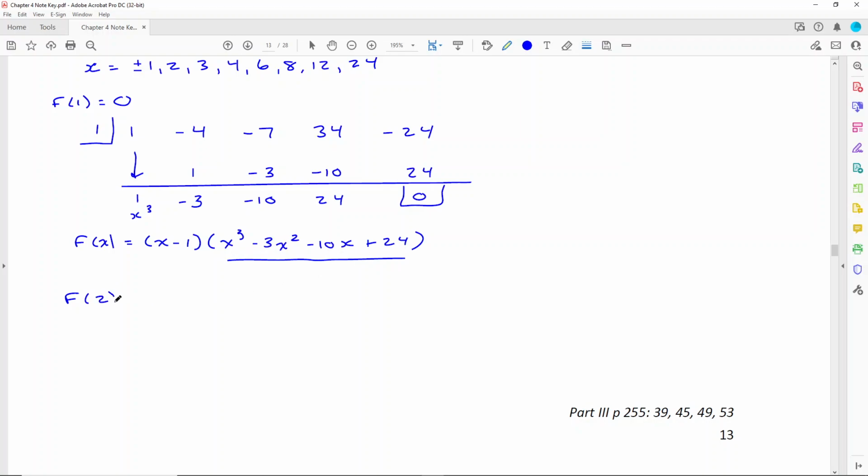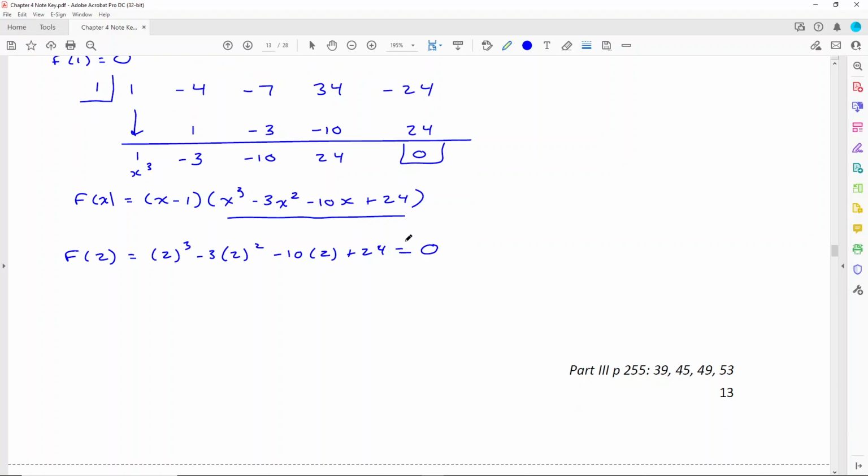So let's try 2. I get 2 cubed minus 3 times 2 squared minus 10 times 2 plus 24. And let's plug that into my calculator. So I get 8 minus 3 times 4 minus 20 plus 24. Oh, look at that, 0. It's like I planned this. Okay, so that was the one that gave me 0. So now I'm going to do my synthetic division.